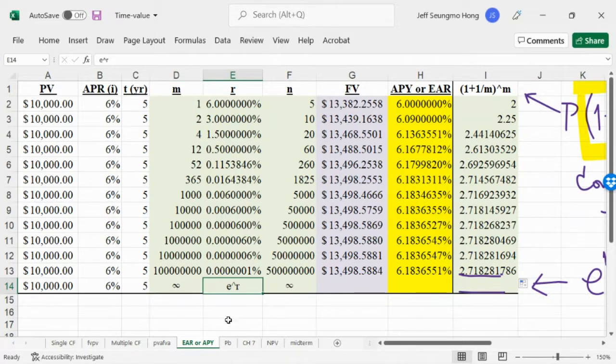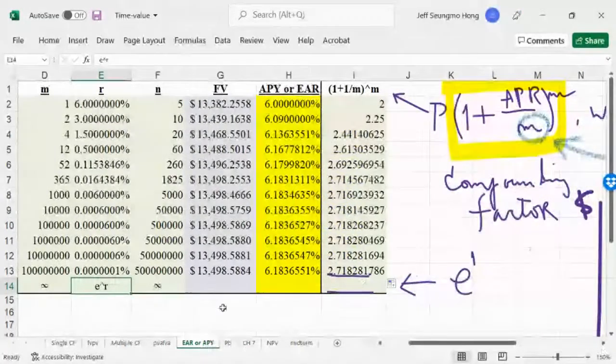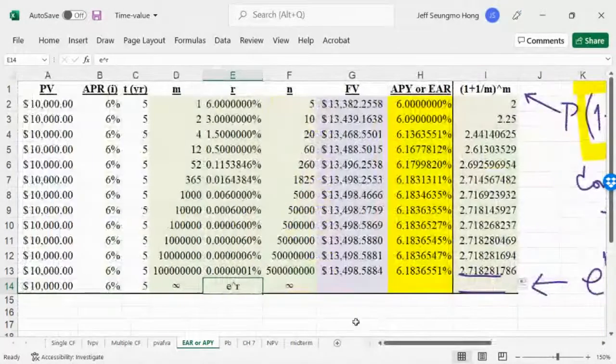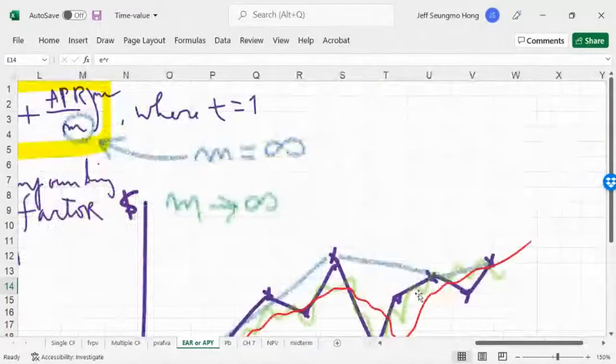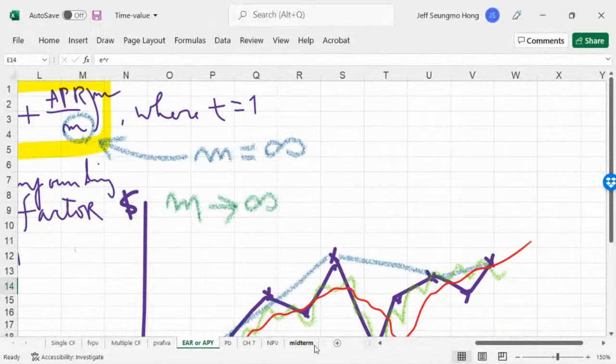Then, at that ultimate end, that's what we get. That's Euler's number or the exponential function. So in other words, when m goes to infinity, we talked about this in the last class. This number, think about it.